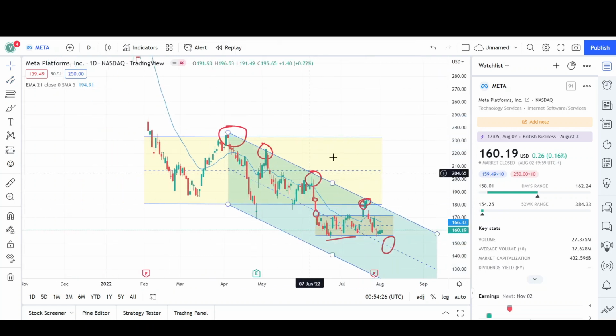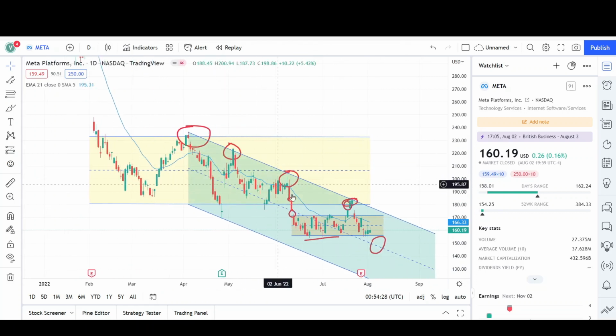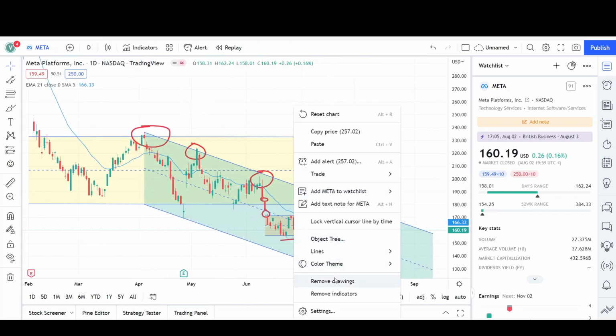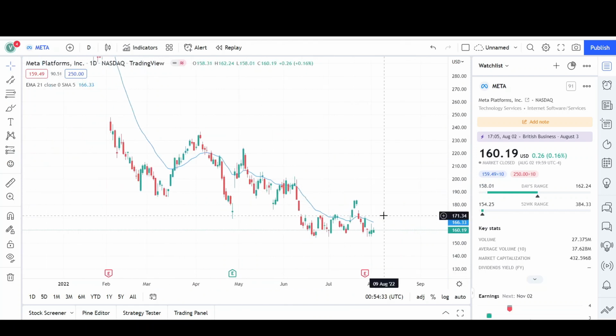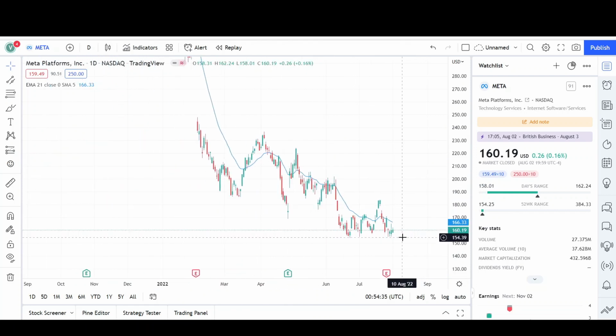So prices have this downward bias to it. You can see the EMA is also working down slowly but surely. It's working down. So I don't think this is the bottom.